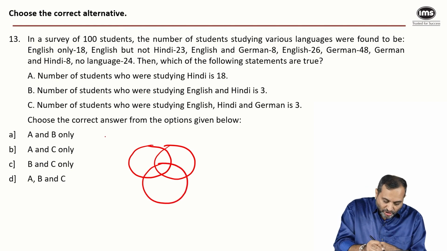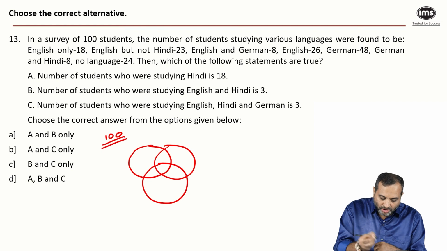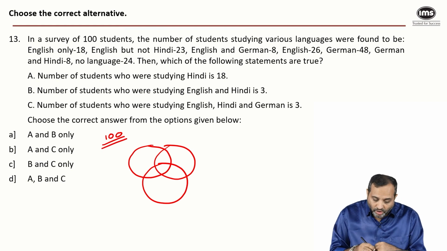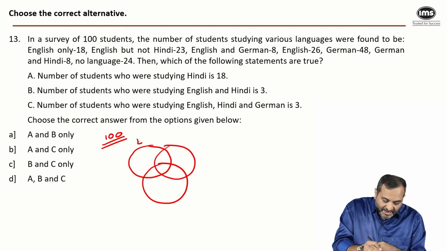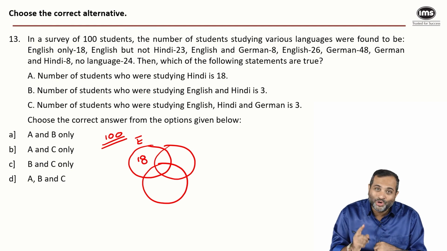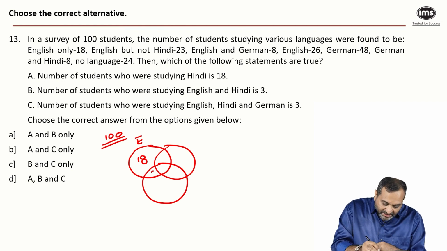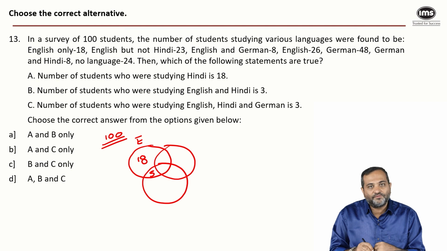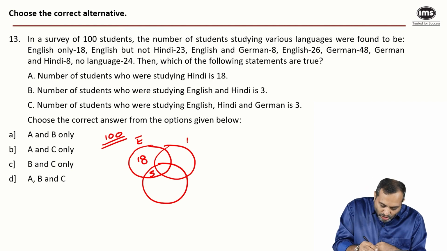In a survey of 100 students, so I have a total of 100 students, the number of students studying various languages were found to be English only. So it says English only. So please read properly and input properly. English only is 18. English but not Hindi is 23. That means, can I say this part should be a 5? And let me assume this is Hindi.